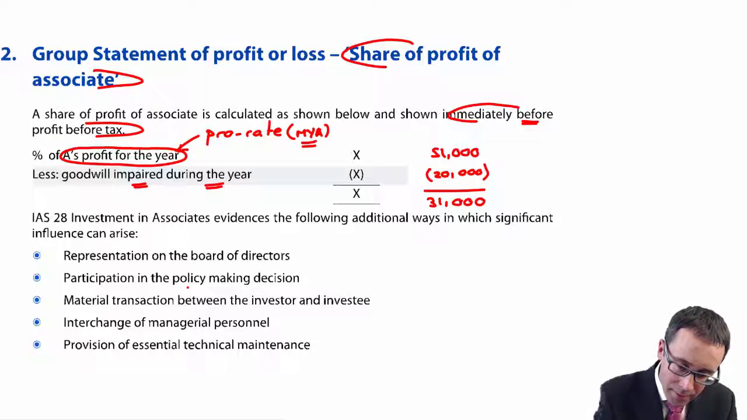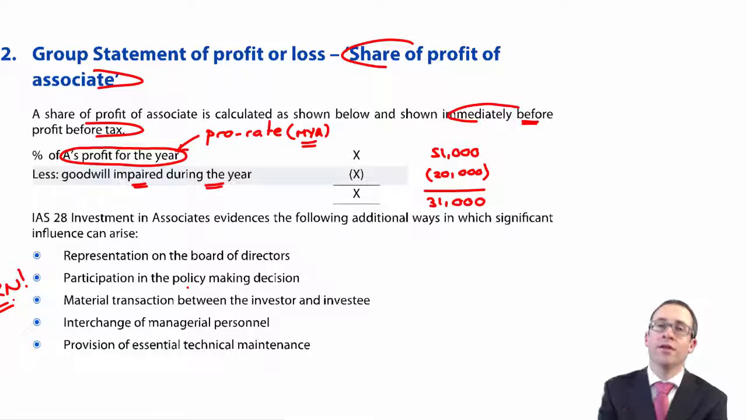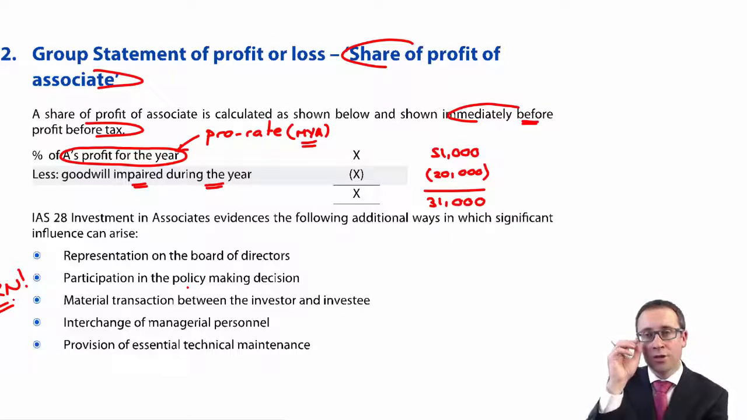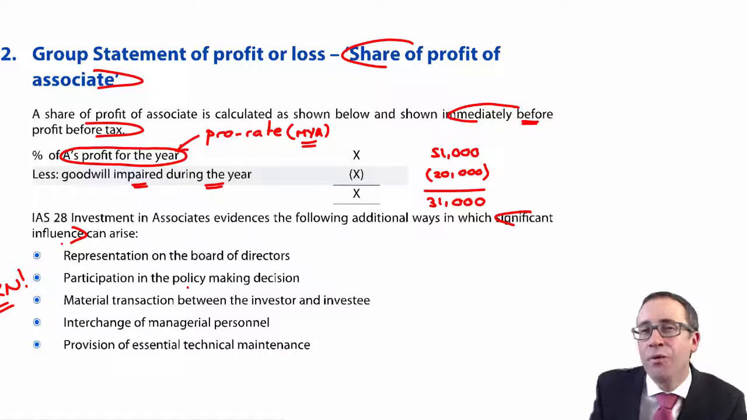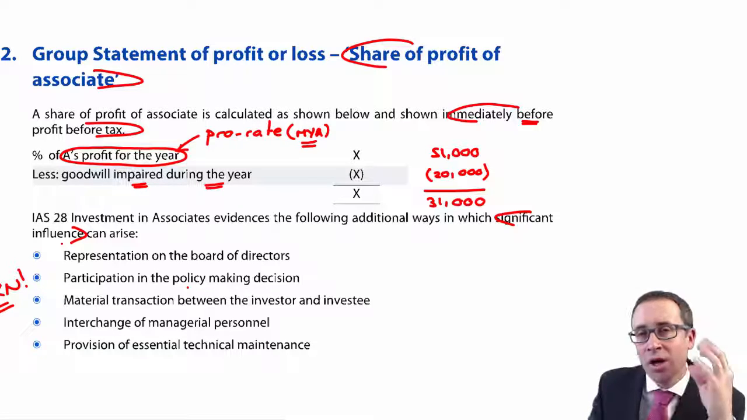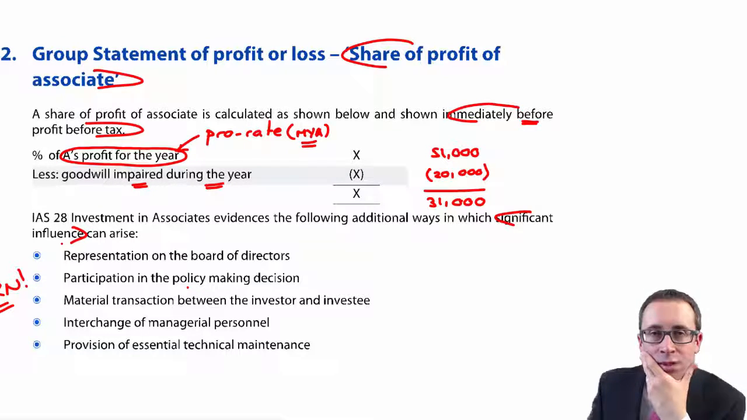Other bits and pieces just at the bottom. I think, again, it's that magic stuff that you need to go through and learn, because we've said that if you own greater than 20 but less than 50% of the equity share capital, then that shows significant influence. Then that means that you equity account. There are evidence or ways in which significant influence can arise. So imagine you had 19.9%. Okay, it's not 20, is it? So you think, right, I'm not going to equity account for it because we don't have influence and we're not an associate.